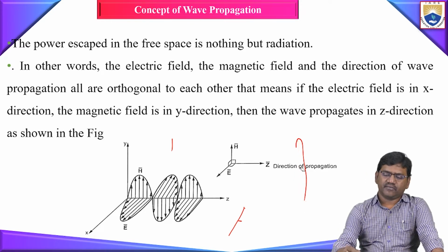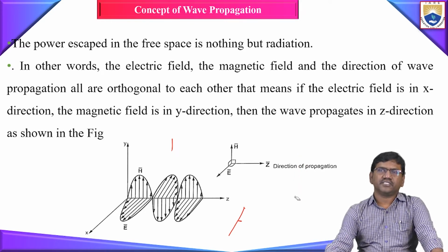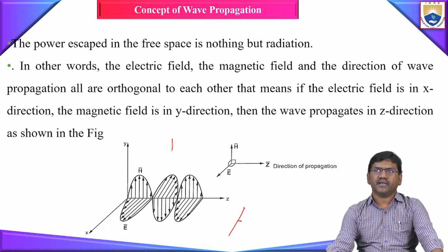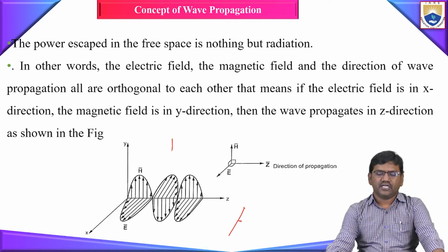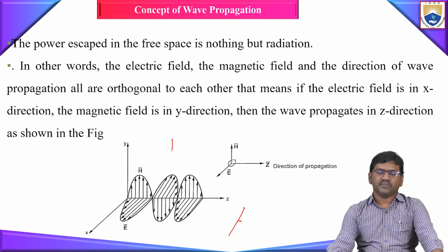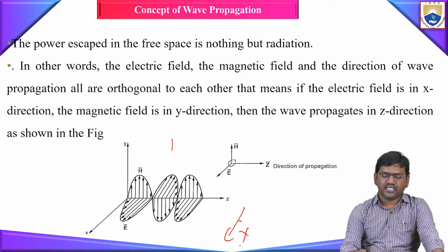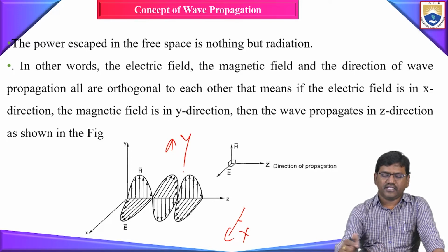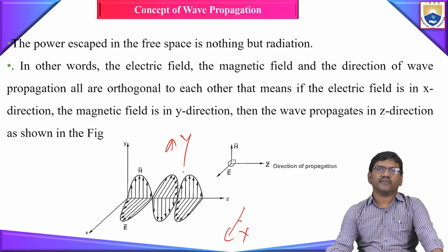In other words, the power escaped in free space is in the form of electric field lines and magnetic field lines. The electric field, the magnetic field, and the direction of propagation are all orthogonal to each other. That means if the electric field is in the X direction and the magnetic field is in the Y direction, then the wave is going to propagate in the Z direction.